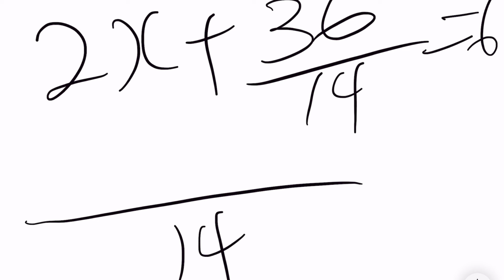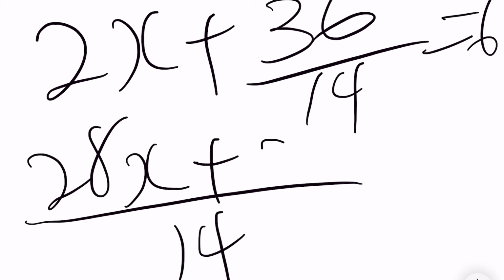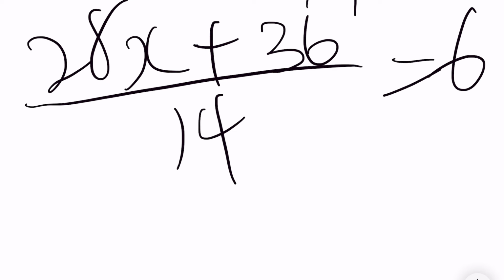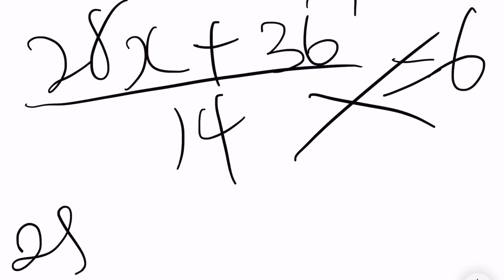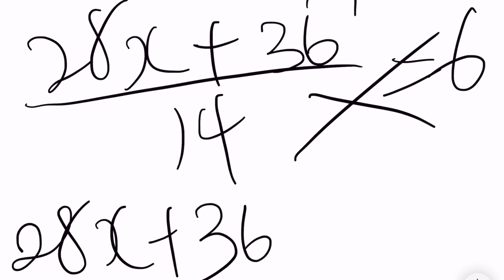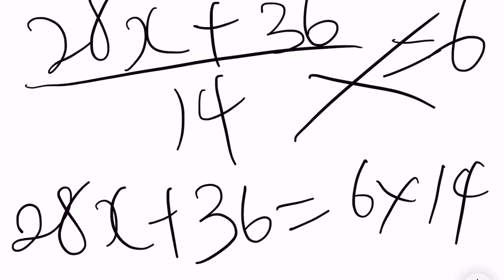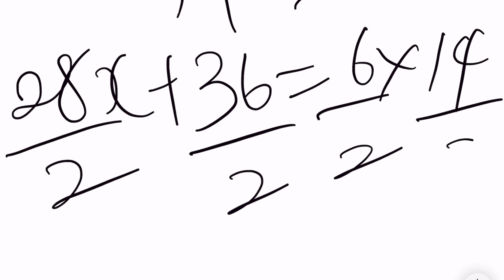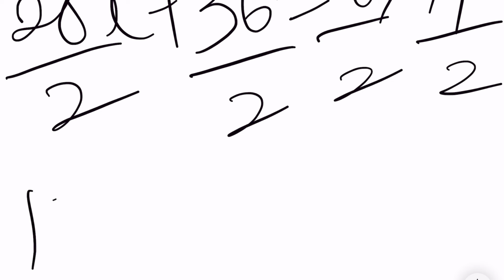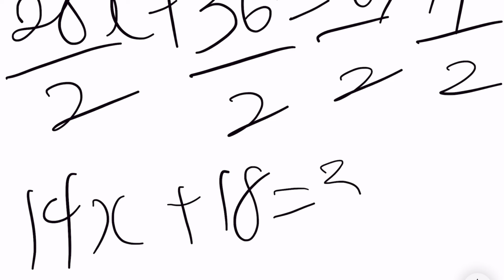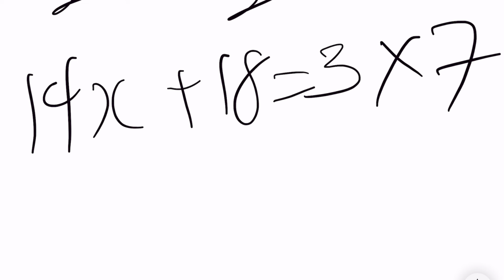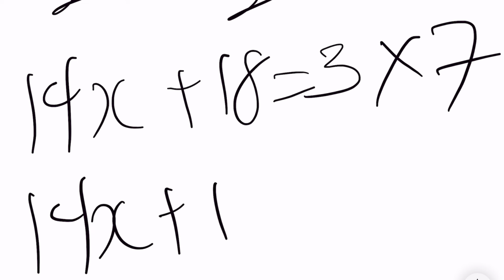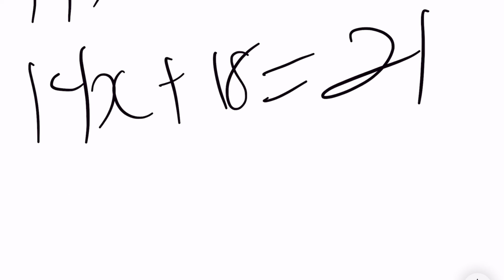So we have 14 here. We have 28x plus 36 equals 6. We cross multiply. We have 28x plus 36 equals 6 times 14. Now we can divide through by 2. So we have here 14x plus 18 equals 3 times 7. So we have 14x plus 18 equals 21.